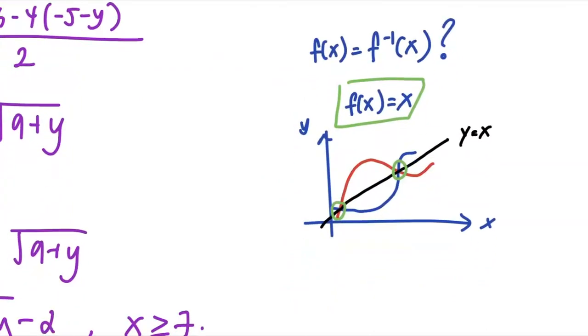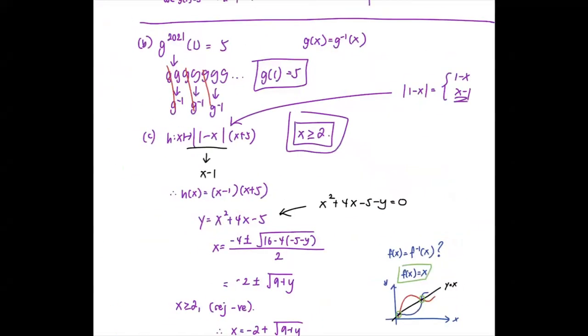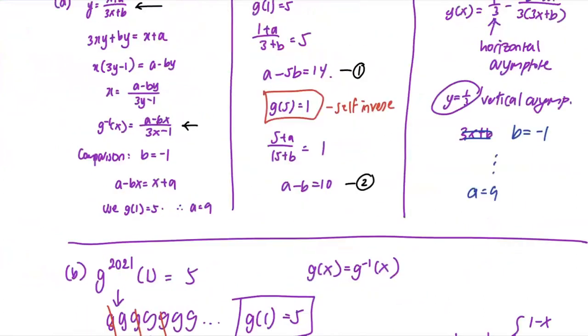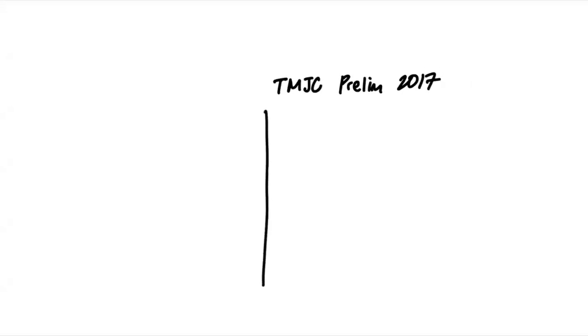One more, just to extend before I go through the last part. I'll draw something on the board. This was from TMJC William 2017. This was an interesting question that came out. It's very simple, but interesting. So the question is this: I'll give you a graph that looks something like that.